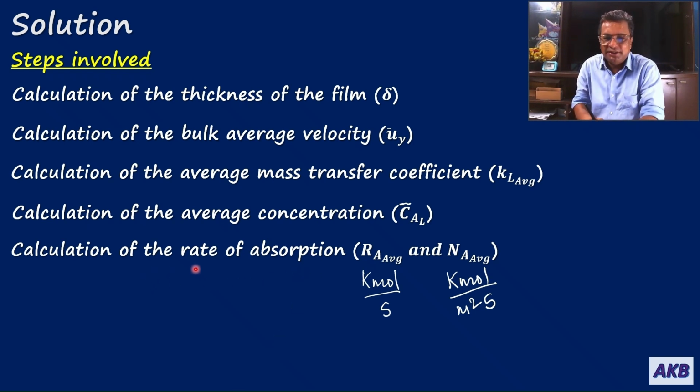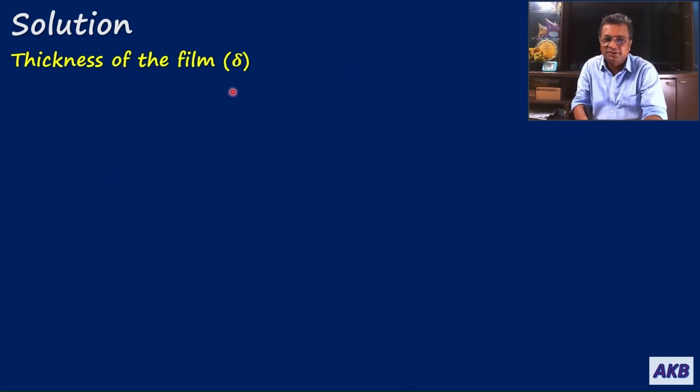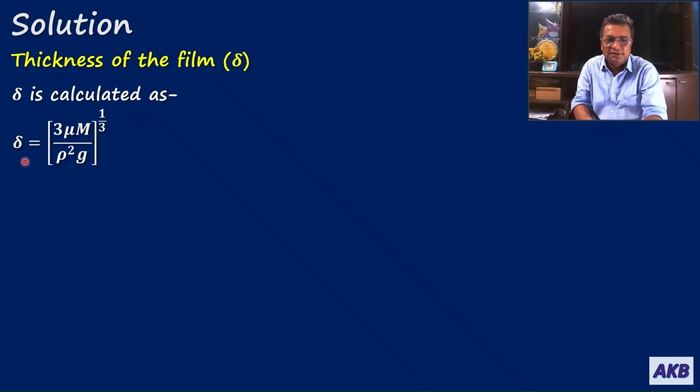So for getting the final answer, we will be following these steps. Thickness of the film, bulk average velocity, average mass transfer coefficient, average concentration, and finally we will get the rate of absorption. So let us continue with this. So first, let us get the thickness of the film, that is delta. And we know delta is calculated by this formula. Delta is equal to (3 mu M by rho square g) raised to 1 by 3. So mu is given to us. It is 8.94 into 10 to the power minus 4 kg per meter per second.